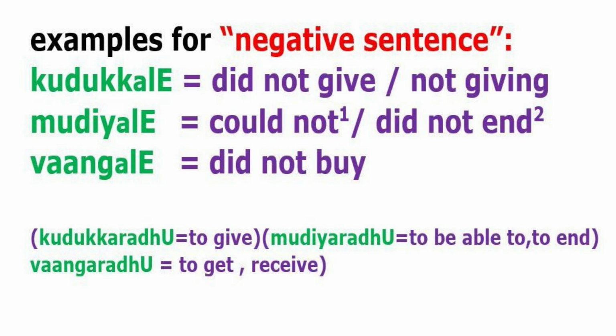Now let us see the similar sounding negative sentences. Kudukkala means did not give or is not giving. Mudila means could not, and also did not end. Vangala, did not buy. Kudukkala, mudila, vangala.